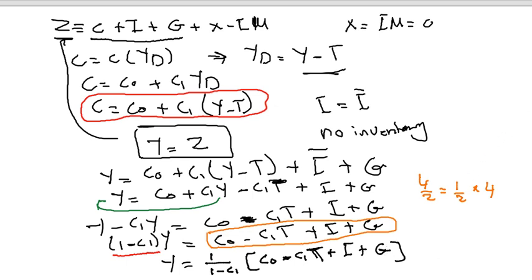And we explained in the lecture that this part here is the autonomous spending, and this part here is the multiplier, and we explained what that means.